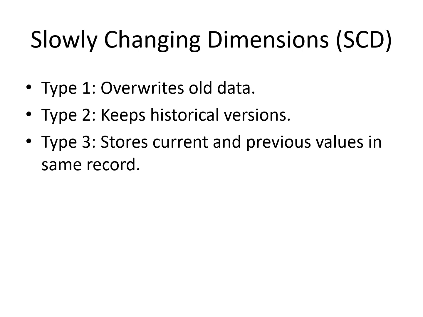Slowly changing dimensions. First type overwrites old data. Second type keeps historical versions. Third type stores current and previous values in the same record.